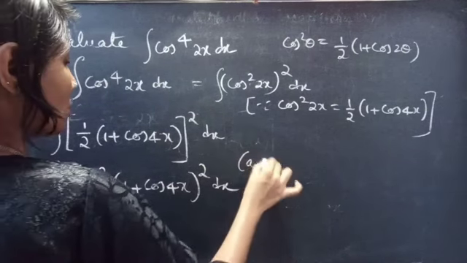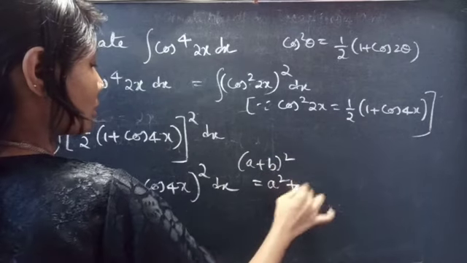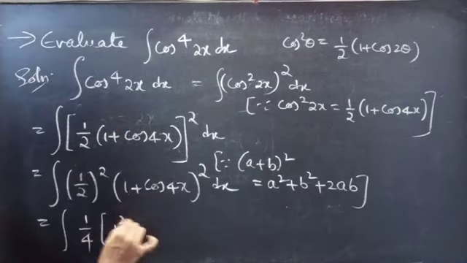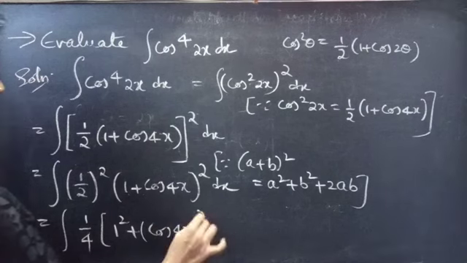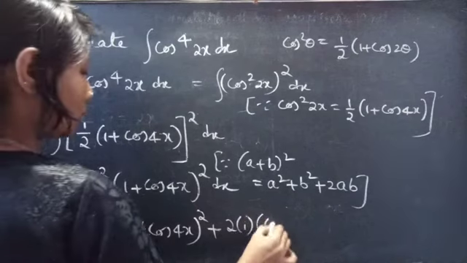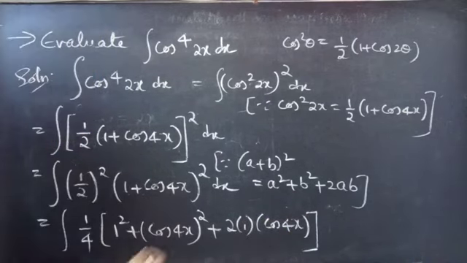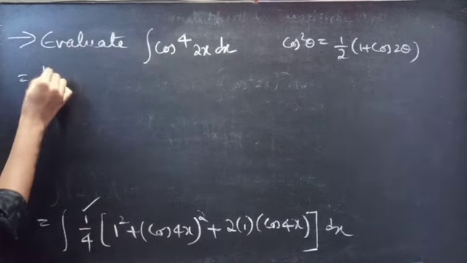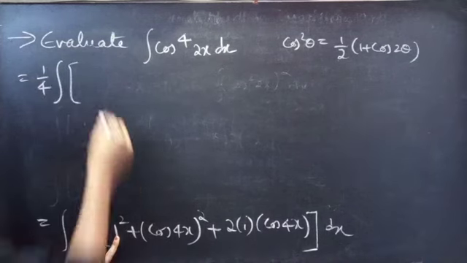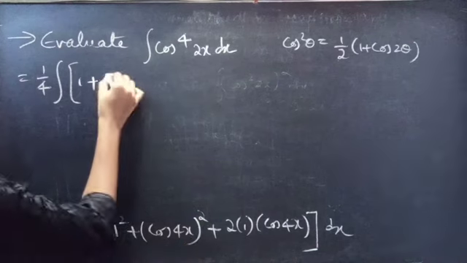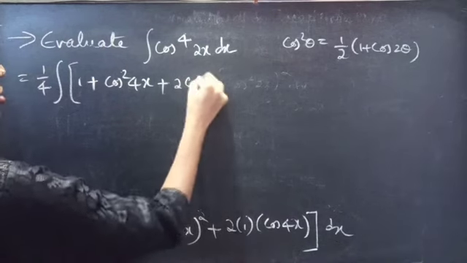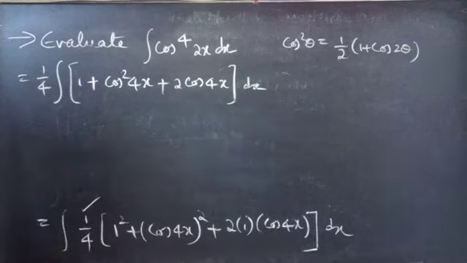Let's use the (a plus b) whole squared formula to expand it: a^2 plus b^2 plus 2ab, into dx. Here 1 by 4 is a constant, so let's write it outside the integral. Then we'll get 1 by 4 times the integral of 1 squared, which is 1, plus (cos 4x)^2, that is cos^2 4x, plus 2 into 1 into cos 4x, which is 2 cos 4x, into dx, right?